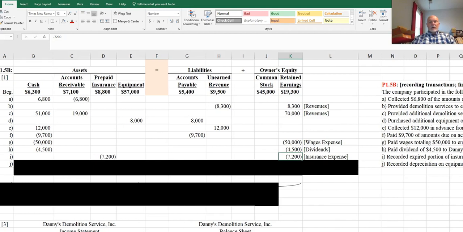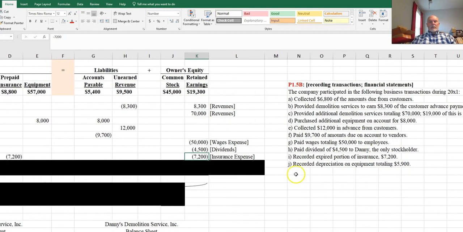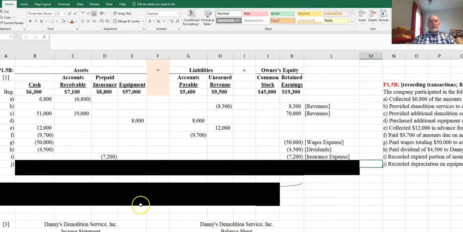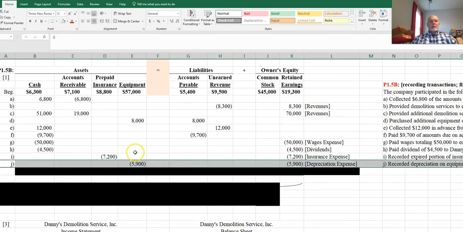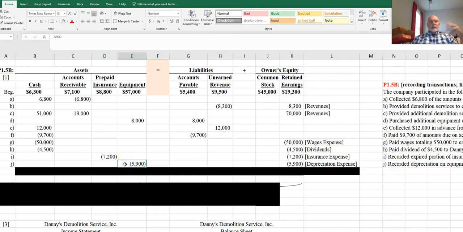And in a similar way, we have another asset, equipment, in item J, that is depreciating for $5,900. Fixed assets don't disappear, but they do wear out, and so that wear and tear is reflected by recording depreciation expense. So we're going to lower the asset, and the expired amount is shown as an expense, depreciation expense.